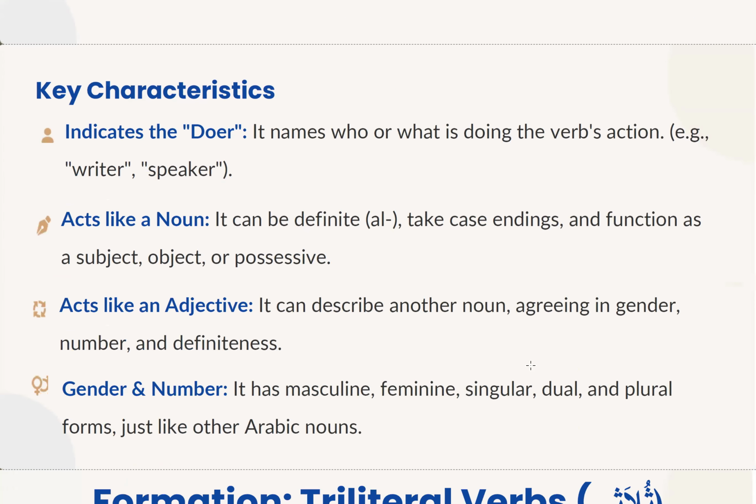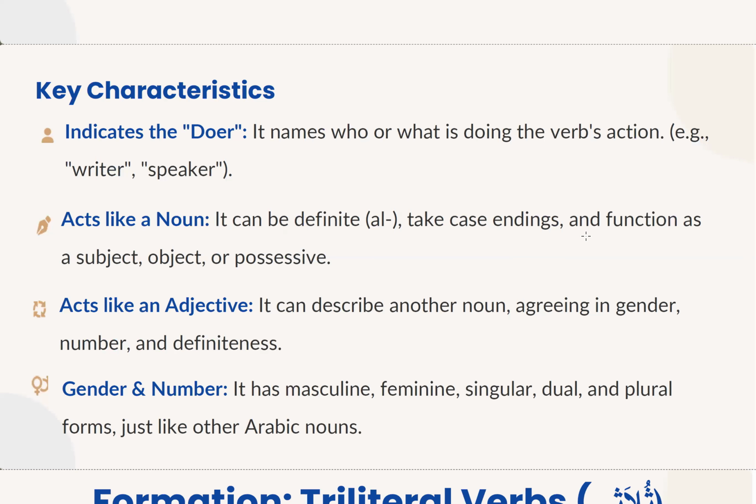Now the key characteristics we have: it indicates the doer. It shows who the doer of that specific action is. So it names who or what is doing the verb's action. As we said, writer for the verb write, speaker for the verb speak. And it acts like a noun. It can be definite, like al. Al means something that is specific. It can take case endings and function as a subject, object, or possessive.